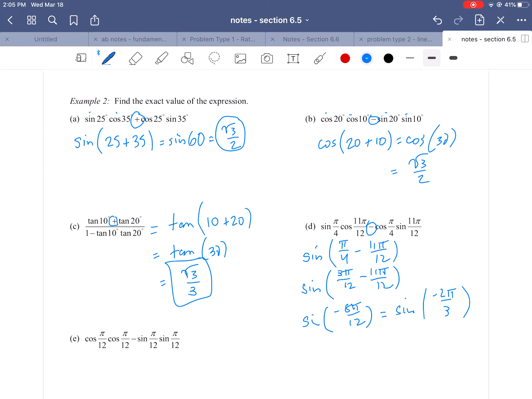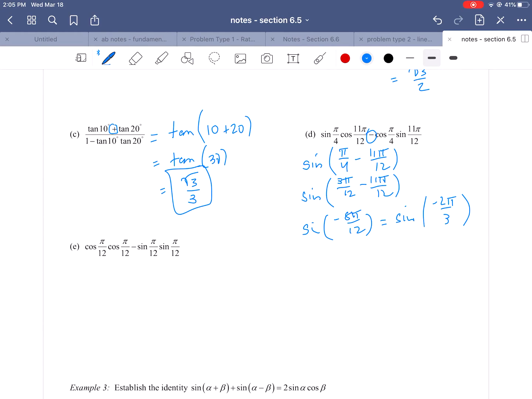Now, at this point, I'm going to be a little clever, and I'm going to use the fact that sine is an odd function. Sine is an odd function, and so what that means is that if I have sine of a negative angle, I can write that as negative sine of the positive angle, 2 pi over 3. Okay, so sine of 2 pi over 3, 2 pi over 3 is in quadrant 2. Sine in that quadrant is positive, so that means that negative right there is going to hang around. And the reference angle would be pi over 3, and sine of pi over 3 is square root of 3 over 2.